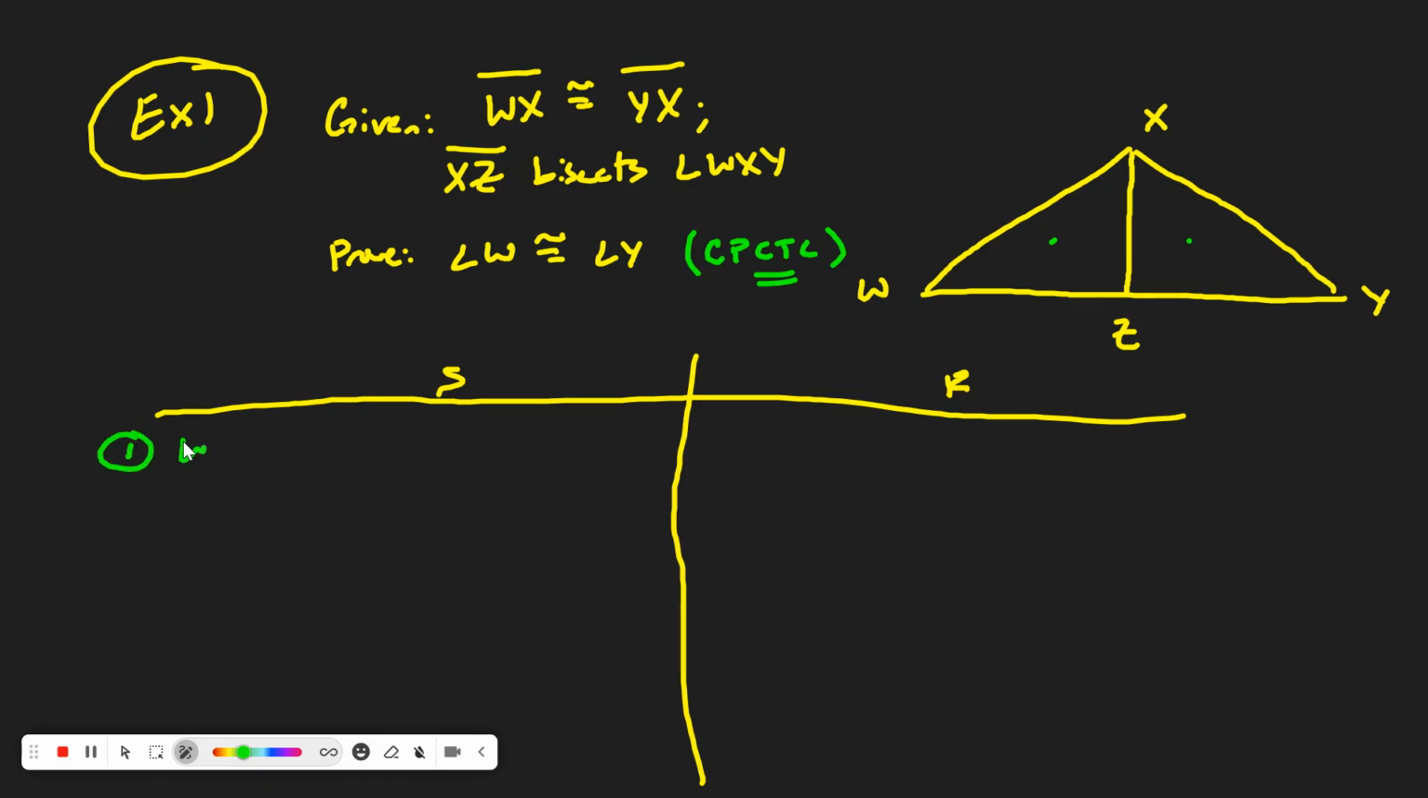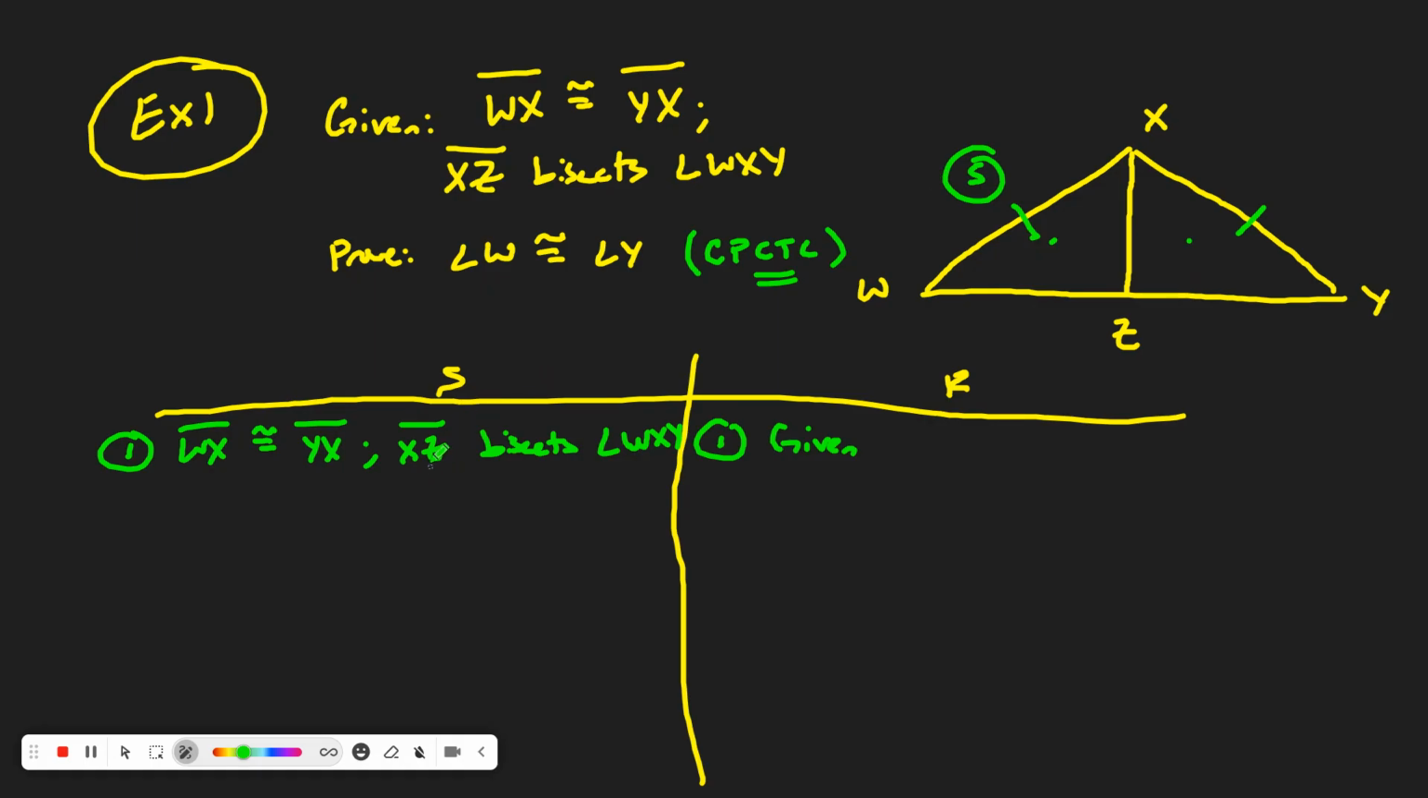So given segment WX is congruent to segment YX, and segment XZ bisects angle WXY, and that is given to us. Okay, so I will mark WX segment congruent to YX. I'm going to put an S on that. That is one of the sides we need to prove these 2 triangles congruent.